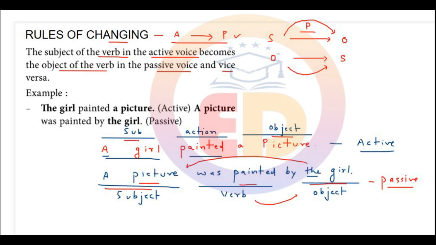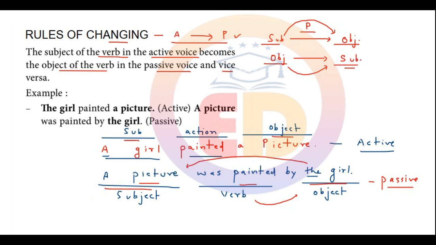एक्टिव वॉइस को पैसिव वॉइस में कन्वर्ट करने का हमारा जो पहला रूल है वो ये है कि एक्टिव वॉइस में जो सब्जेक्ट होगा वो पैसिव वॉइस में ऑब्जेक्ट बन जाएगा, और एक्टिव वॉइस में जो ऑब्जेक्ट होगा वो पैसिव वॉइस में सब्जेक्ट बन जाएगा. दिस इज द फर्स्ट रूल.